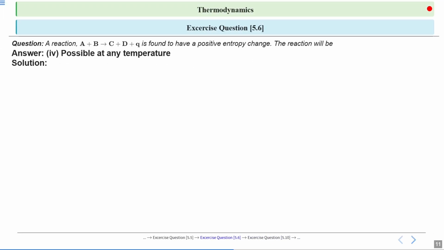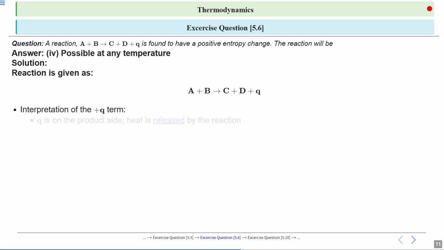The correct answer is that the reaction will be possible at all temperatures, or at any temperature. How do we arrive at this? For that, you have to look at the equation. It says that Q amount of heat is released, right? It is written clearly in the question also. And the second thing mentioned is that the entropy change is positive. Now, starting from the first information, which is plus Q, since heat is released in the reaction, the reaction is exothermic.